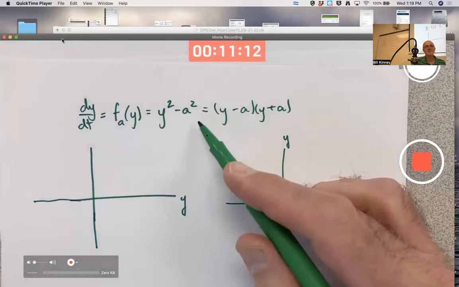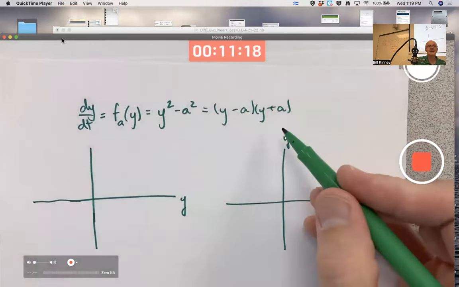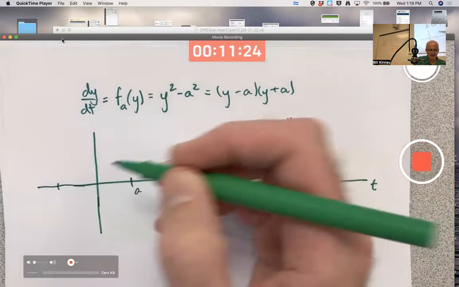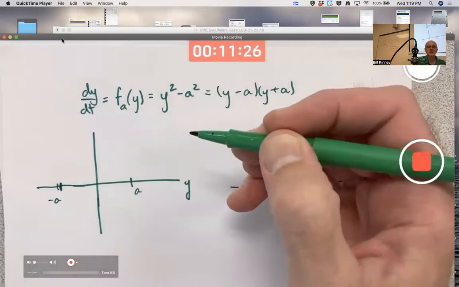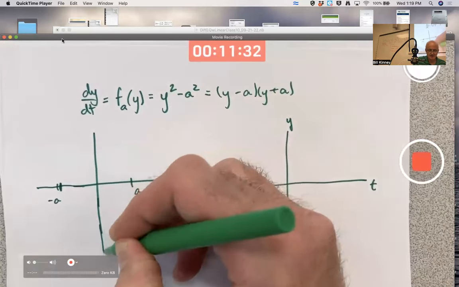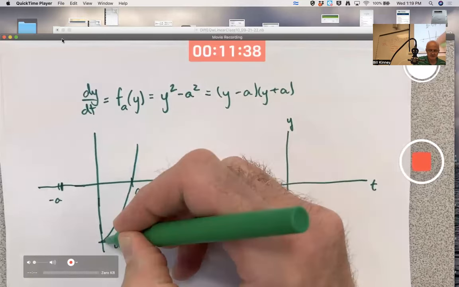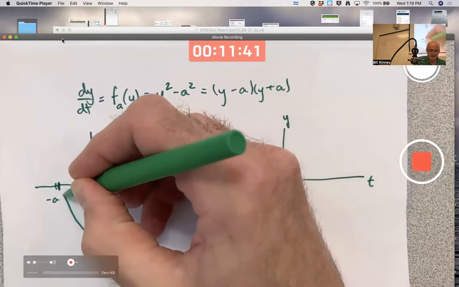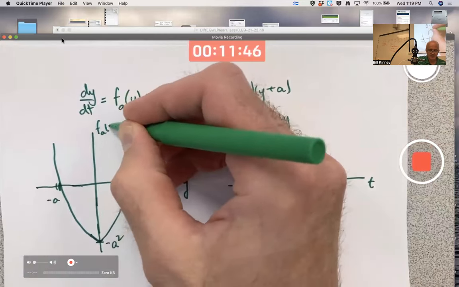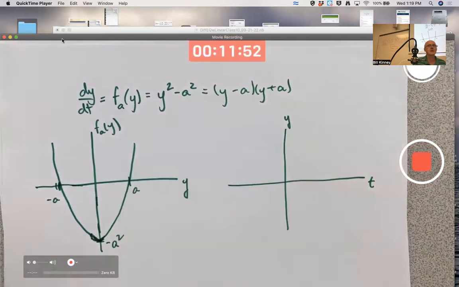Well, that's a parabola, right? Opening upward, quadratic. Its roots are plus or minus a. If a is positive, then a would be, say, right there, and its opposite, negative a, would be over there. This is going to have a vertical intercept when y is 0 of negative a squared. Maybe that's down here. The graph is going to look like this. That's the graph of f sub a of y. And changing a would just shift this graph up or down, wouldn't it?